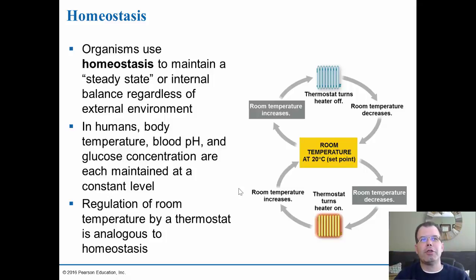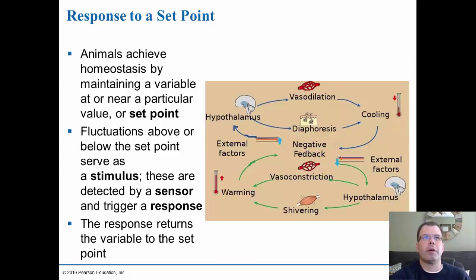And again, the regulation is very similar to what we think of as the thermostat. And so we set the room temperature at 20 degrees C. If the temperature increases, the thermostat turns the heater off, and then the room temperature decreases. If it gets too cold, or the temperature decreases, we turn the heater on, and that temperature then rises. And so that's kind of the idea. So again, heating versus cooling and doing those different things. And it's very simple to think about.